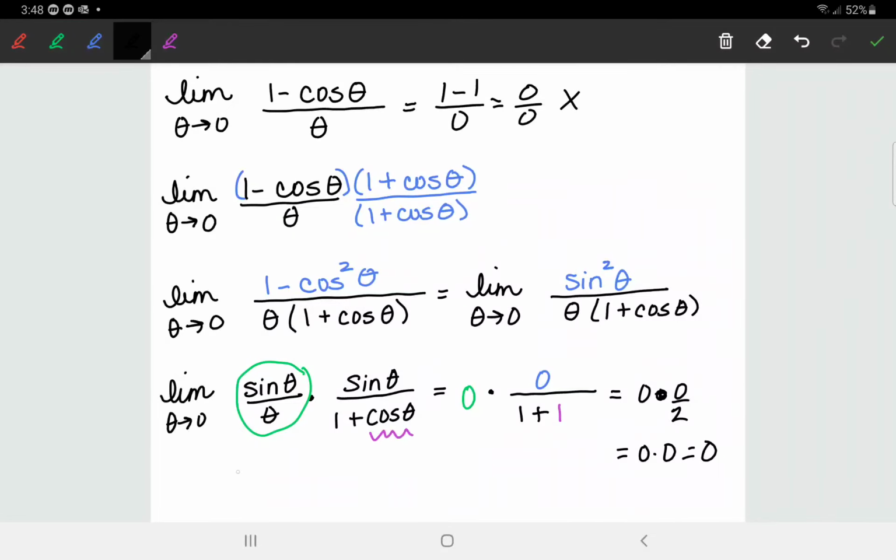Therefore, we can say the limit as theta approaches 0 of (1 minus the cosine of theta) divided by theta is equal to 0. And we'll see this limit come back later on in the course.